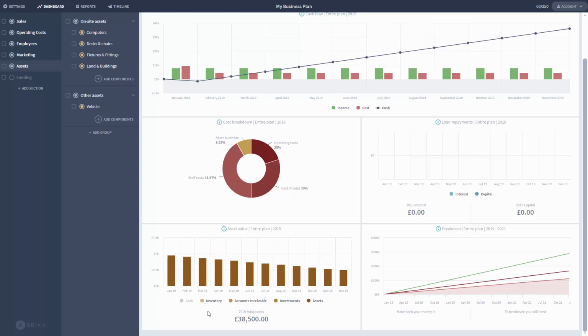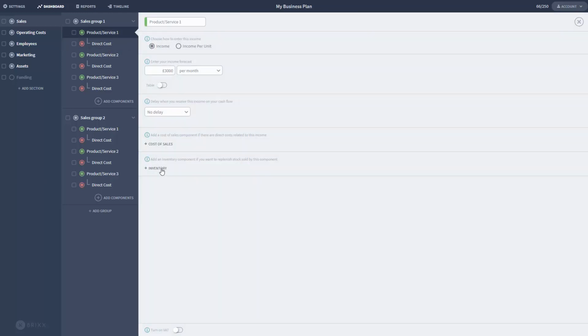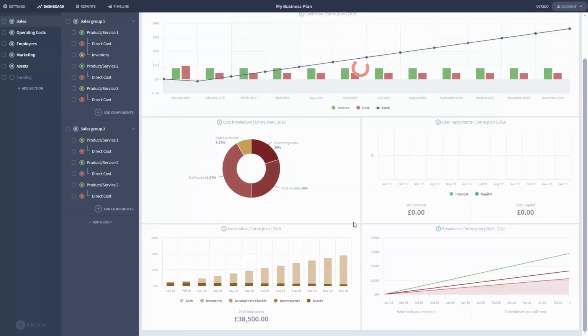So that's assets. You'll see assets on here. You'll also see your inventory, if you have any inventory. So here at the start I was using a direct cost, but you can also have inventory connected to your products. So let's say again the cost is 50% like it was on this direct cost, and I buy 6 months worth of stock in advance.